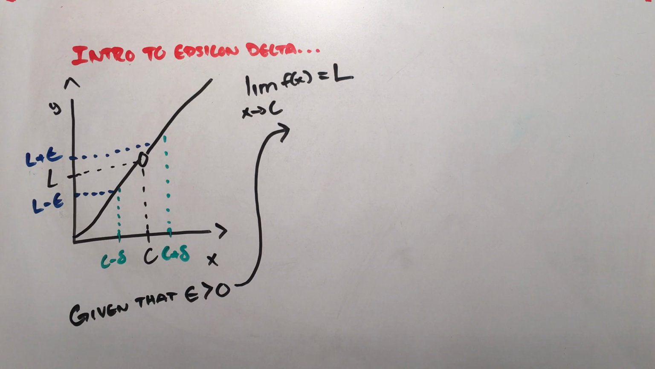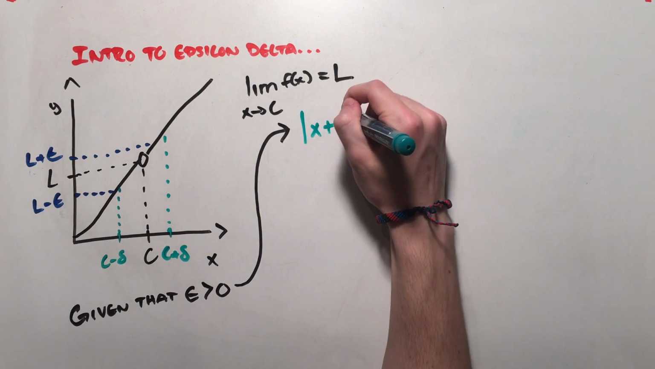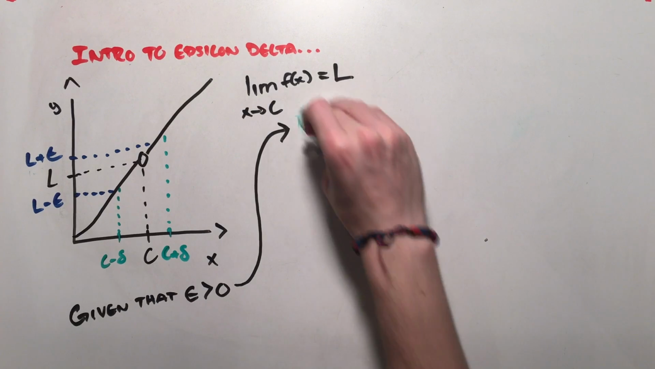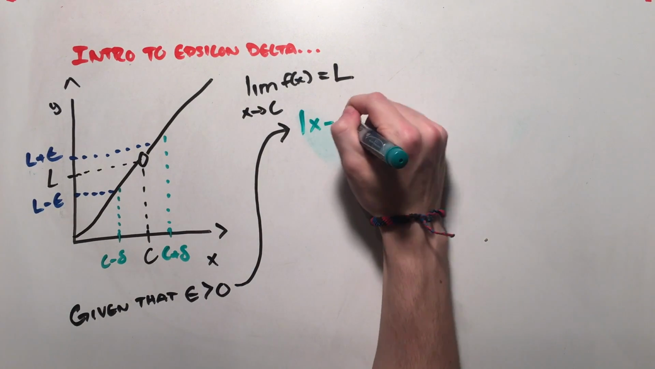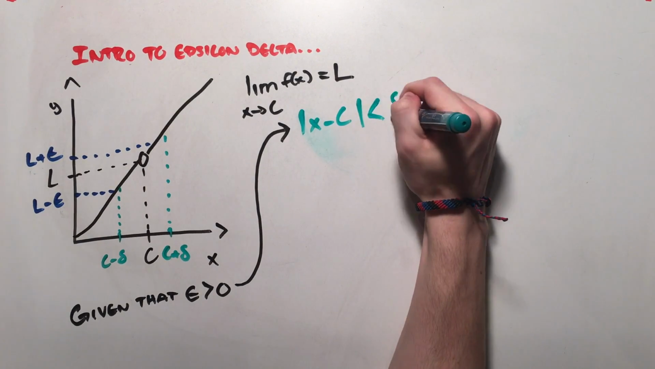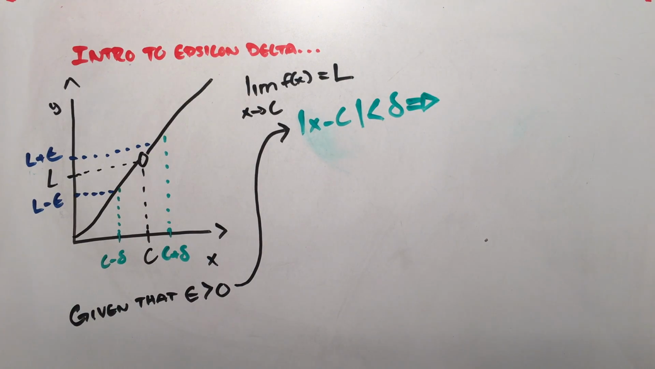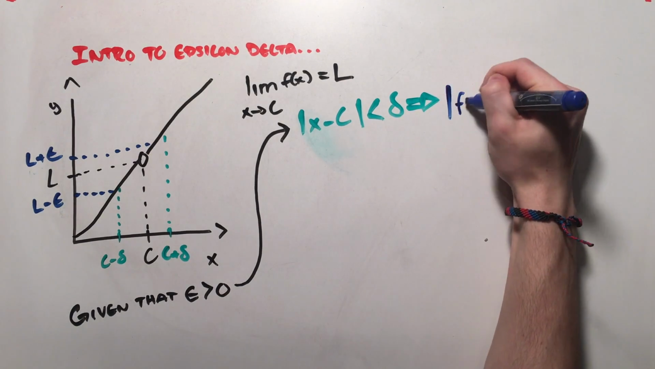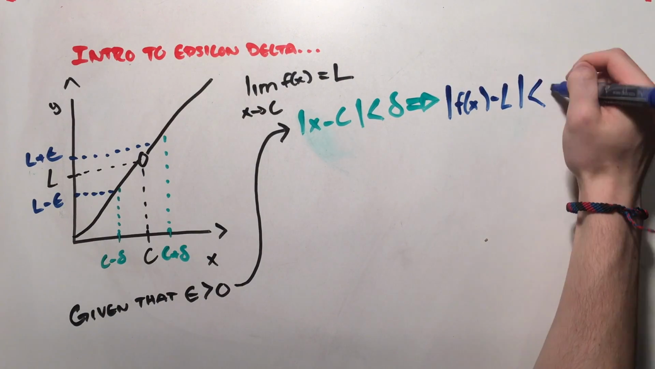If you can find a range delta that matches with the range epsilon, and the distance between x and c in the range delta corresponds to a distance between f of x and L inside the range epsilon for all x values, then the limit definitely exists.